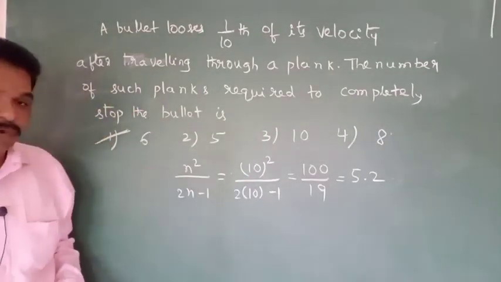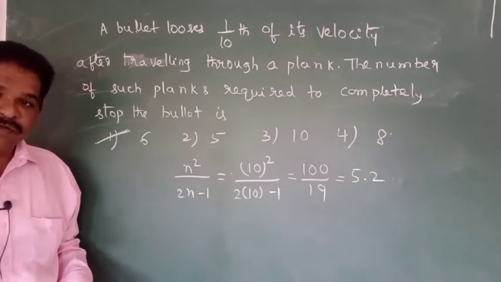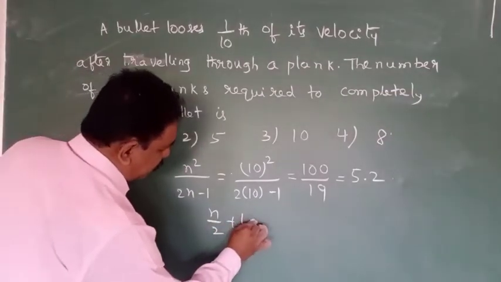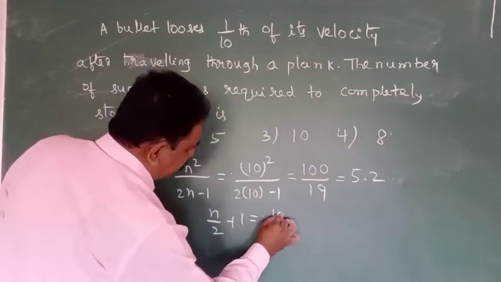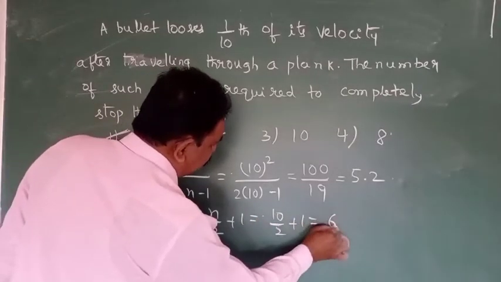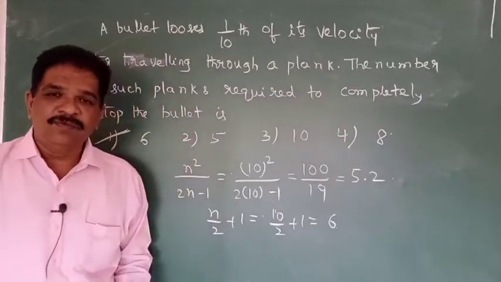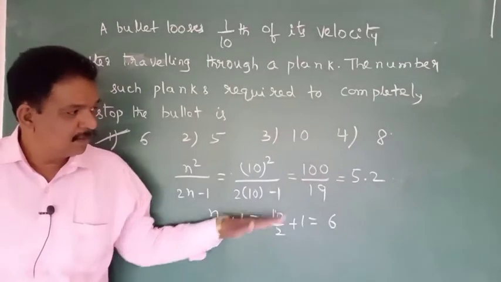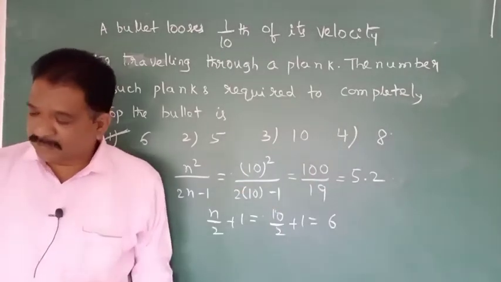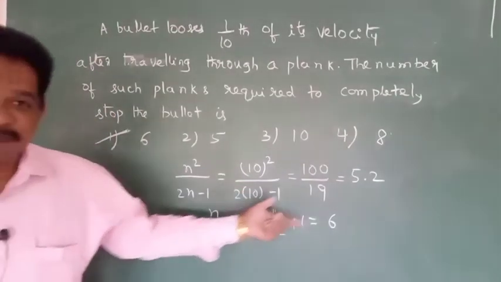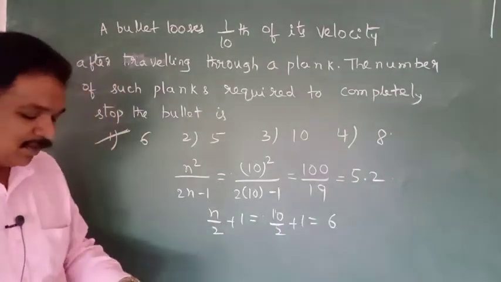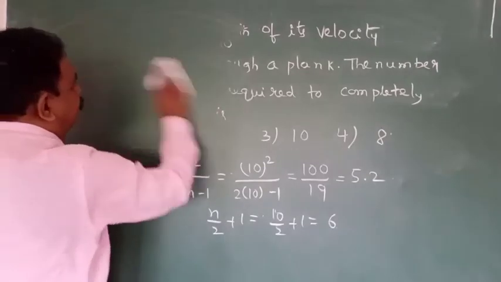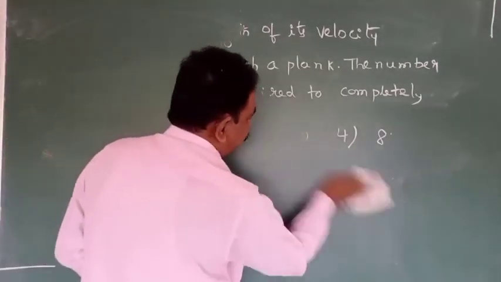If you use this formula, or one more simplified format will be n by 2 plus 1. N by 2 will be 10 by 2 plus 1. 10 by 2 is 5, 5 plus 1 is equal to 6. Like this, we'll get the answer in less than 1 minute. We can solve the problems. Okay? Next. 5th one you write down.